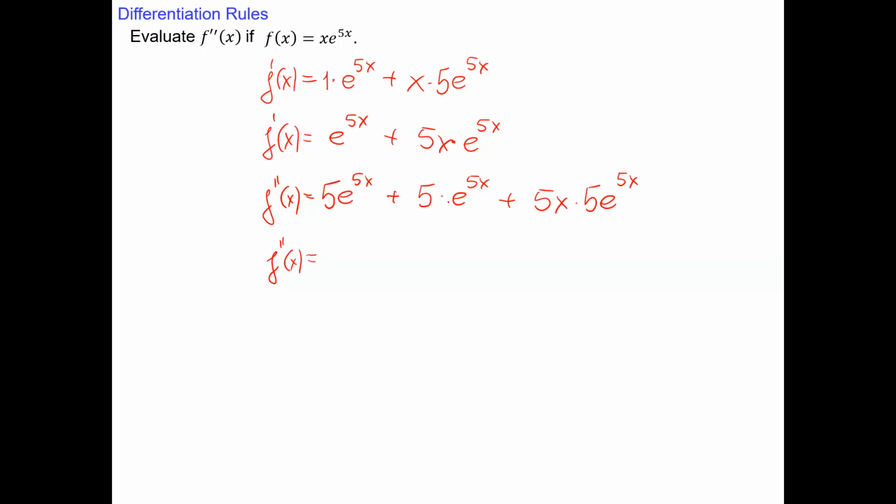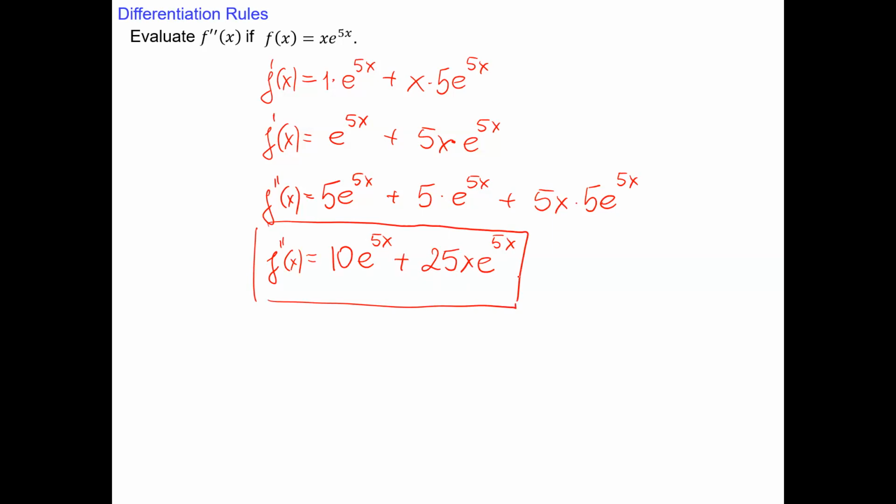We have e to the 5x, e to the 5x, 10 times e to the 5x, correct? And then 25, 5 times 5, x e to the 5x. Okay, it's definitely a pattern. If we continue, third derivative, fourth derivative, we can find some pattern, but we will stop here. And this is good for all of the numbers, exponential functions, domain, all of the numbers.